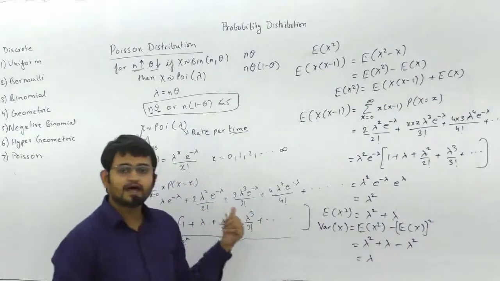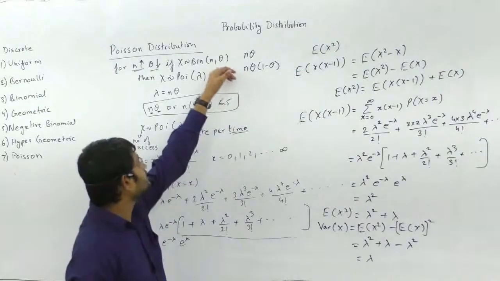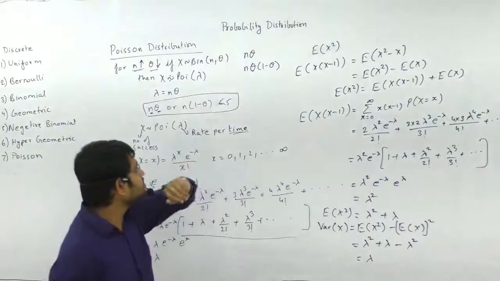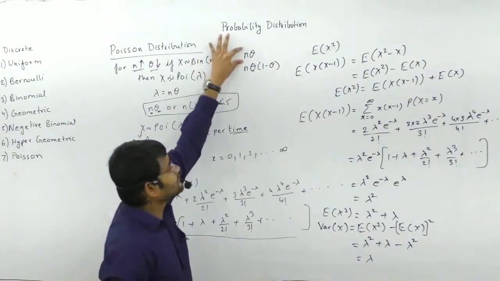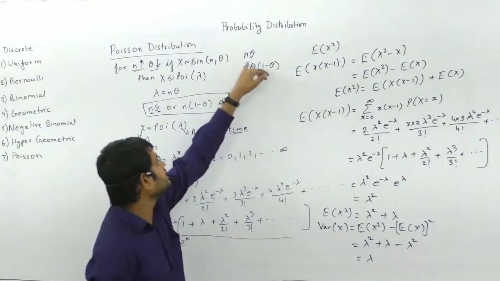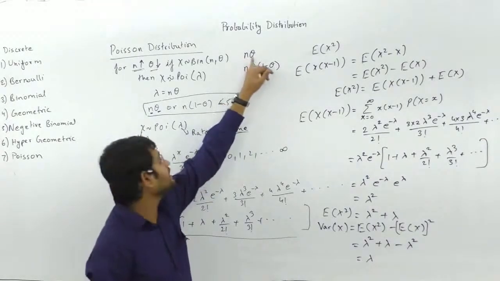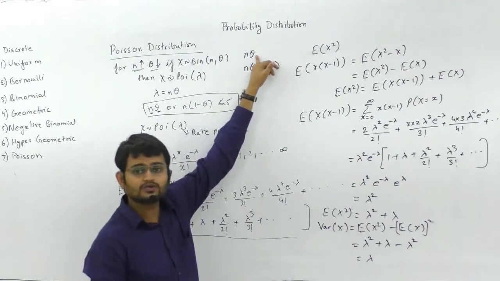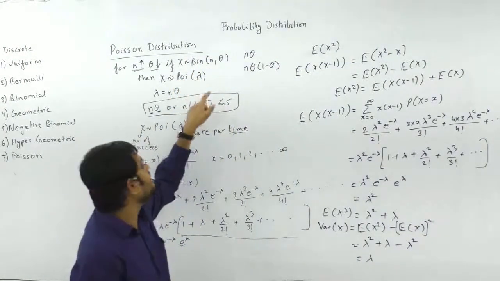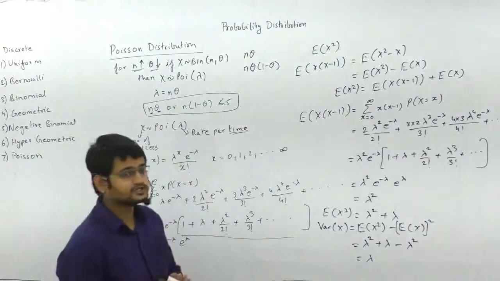Now why is that different? So why do we convert our binomial distribution into Poisson distribution? Because if n is large and theta is small, where n is going to be infinite and theta will be almost equal to 0, then the binomial distribution is effectively the same as a Poisson distribution.